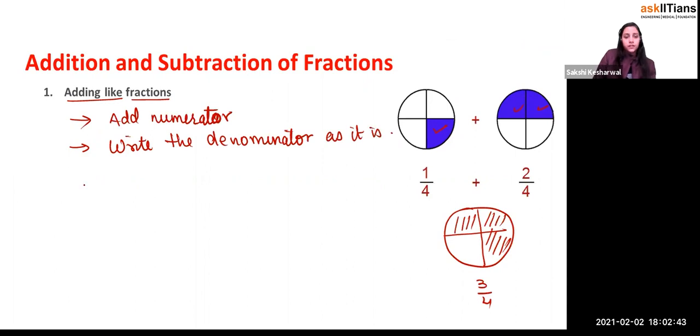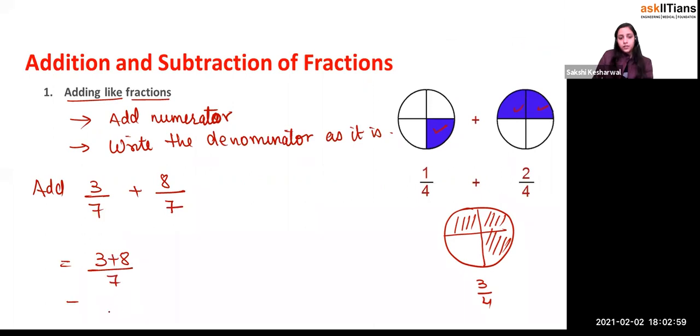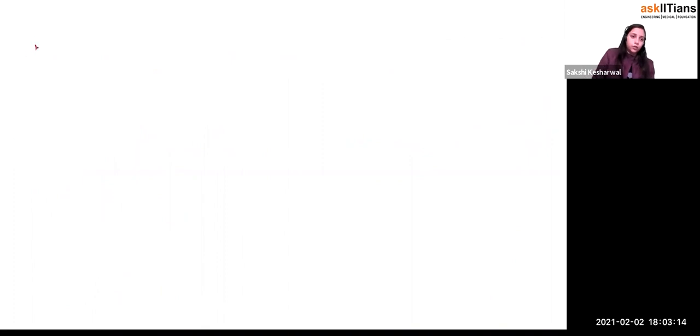So if I say add 3 by 7 plus 8 by 7, what will be your answer? The question says add, so you just have to add the numerators. That is 3 plus 8 divided by 7, which is equal to 11 by 7. That's your answer. You can write your answer in the improper form or in the mixed form, which is 1 whole 4 by 7. Yes or no? Yes? Okay, now I'll give you one more question to add.